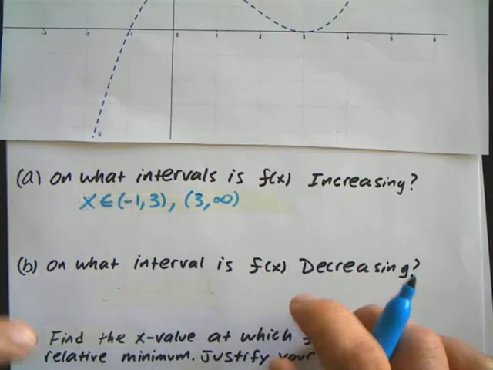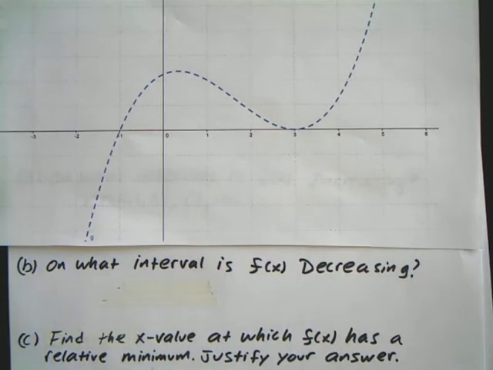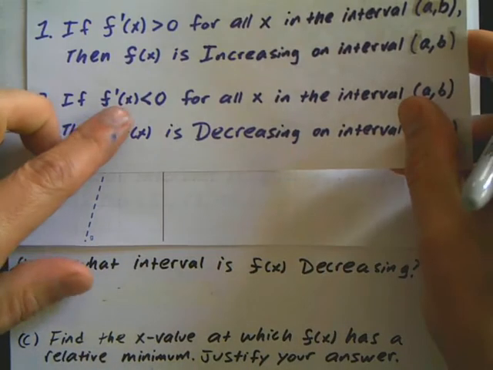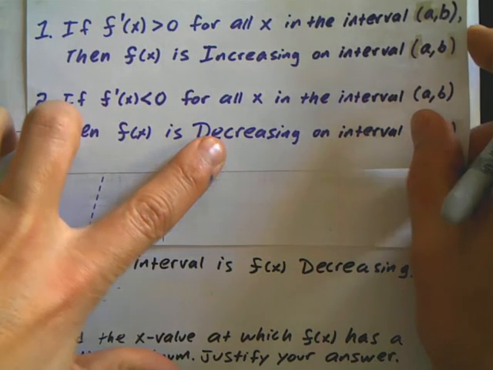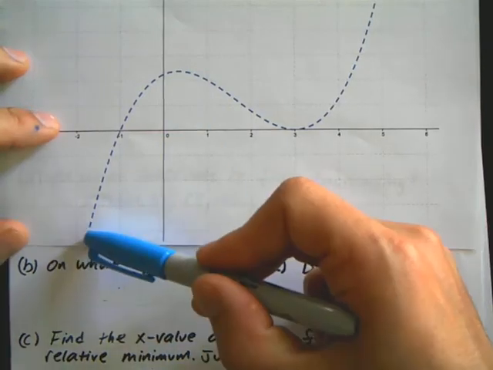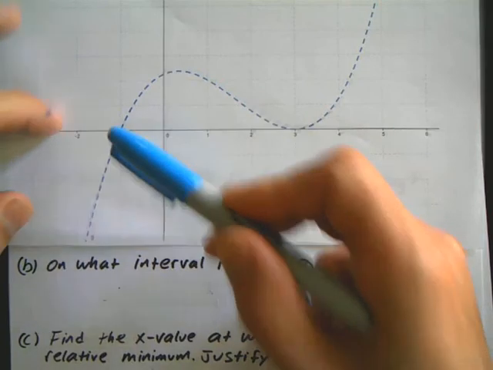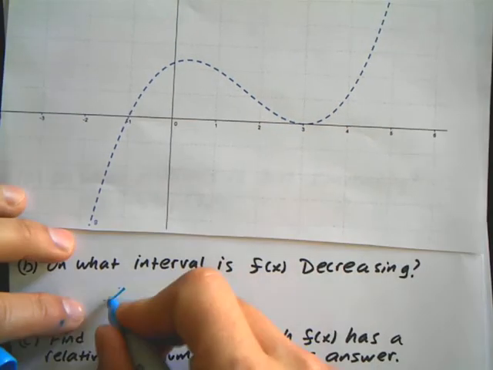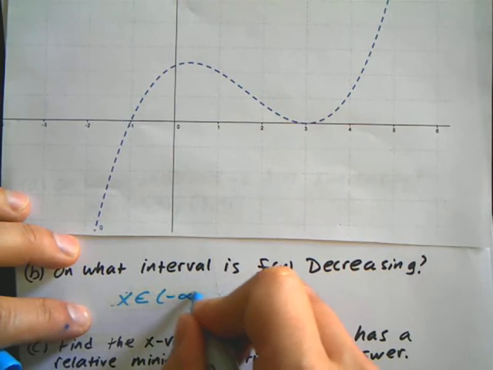Part B, on what interval would the function be decreasing? Again, based on the definition, if the derivative is ever negative, you'll have a decreasing function. So I'm looking for where this is below the x-axis, which is from -infinity to -1. So I can put my answer as x is an element of anything that's from -infinity to -1.